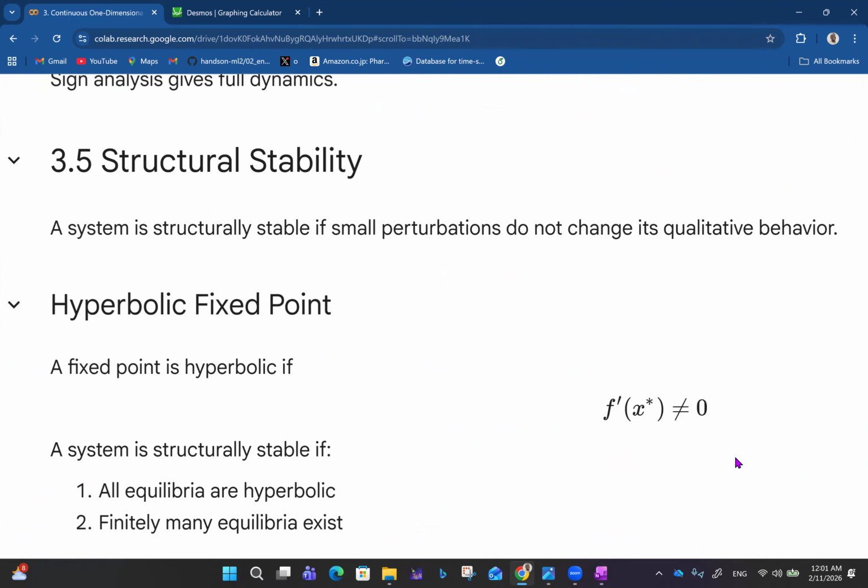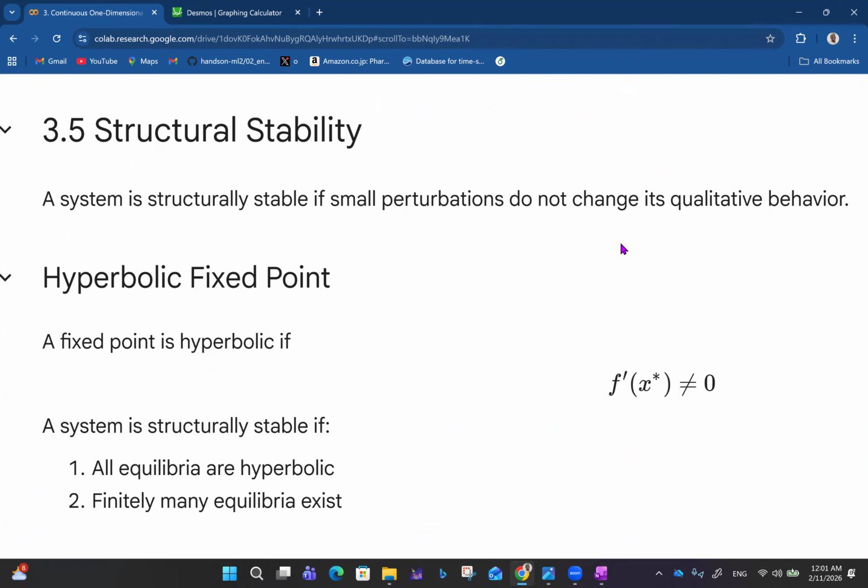So, structural stability. A system is structurally stable if small perturbations do not change its qualitative behavior, right? So here we have a hyperbolic fixed point. A fixed point is hyperbolic if f prime of x star is not equal to 0. If f prime of x star is equal to 0, we say it is non-hyperbolic, and in that case you need more analysis to find out the stability situation. So a system is structurally stable if all equilibria are hyperbolic and finitely many equilibria exist.